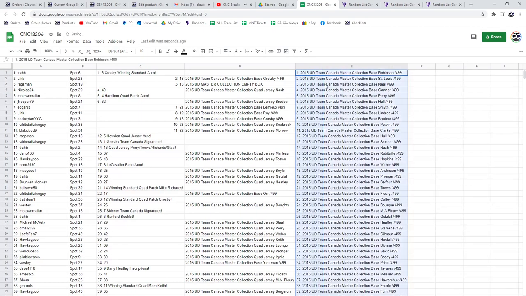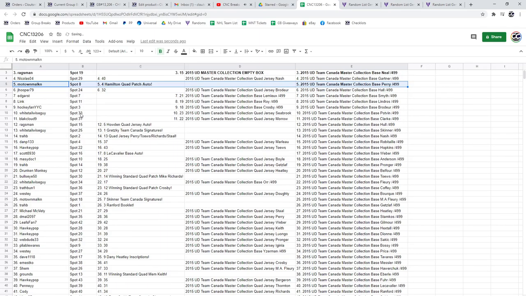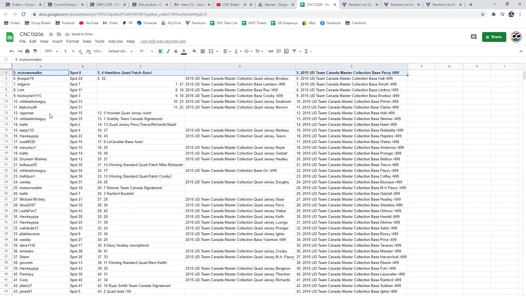Paste. All right, the Crosby winning standard auto goes to Trab. The box goes to Regs Man. The Hamilton quad patch auto goes to Motown Malkin. The Howden quad jersey auto goes to Regs Man. The Gretzky Team Canada signatures goes to Whitetail Wise Guy.